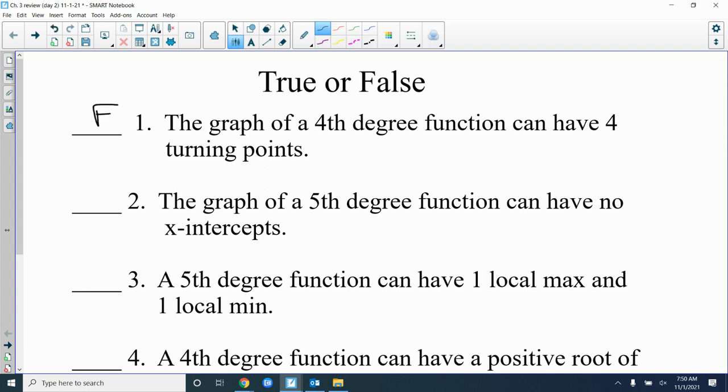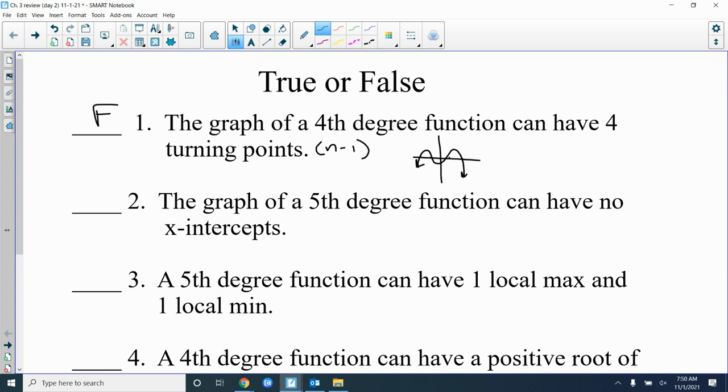That is false. A fourth degree function can have up to 4 x-intercepts, but the number of turning points is always n minus 1. So it can have 3 turning points. The most it can have is 3. So that would be false.